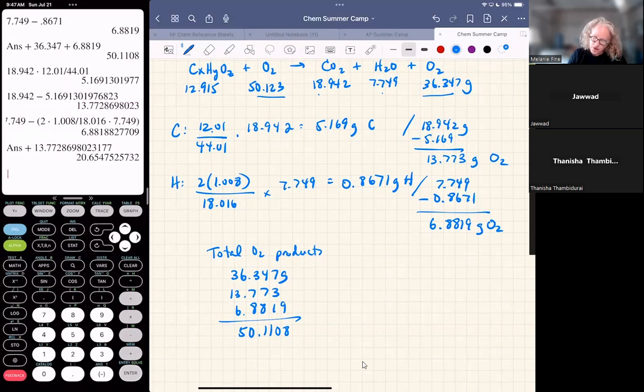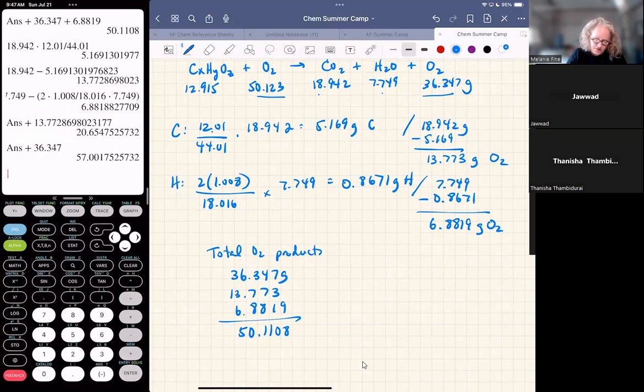So that's 20.654 plus the 36.347. It's 57. So what did I do wrong here? Did I add wrong numbers? Oh, it's not 13.77, no, that's right. So now I have 57. Yeah, that makes sense, I must have put in a wrong number, okay. So I have 57.0 grams of oxygen.